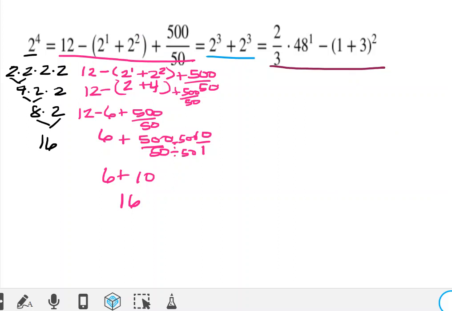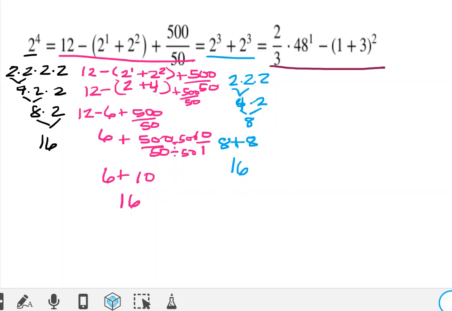Okay, let's look at this one underlined in blue. We have 2 cubed plus 2 cubed. Well, 2 cubed is just 2 multiplied by 2 multiplied by 2. This is 4 times 2. This would be 8. And since we have 2 of those, it would be 8 plus 8, which is 16. So thus proving, again, equivalent expression.